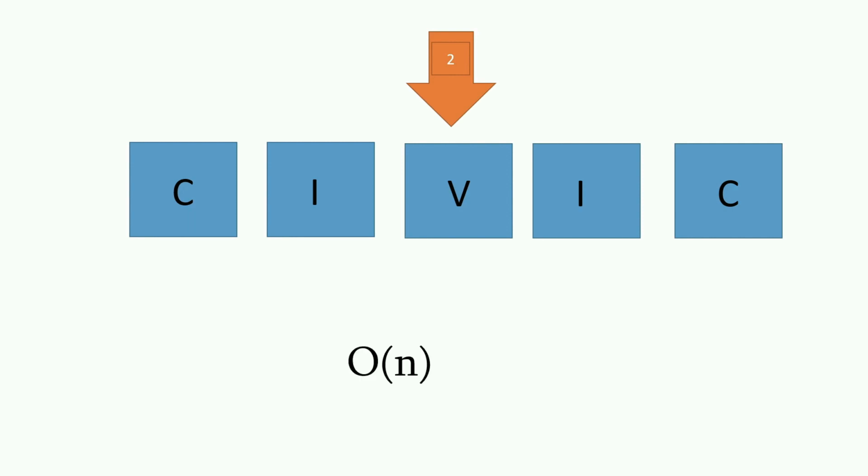Time complexity for this algorithm is O of n, because it depends on the number of characters. If our word has more characters, there will be more comparisons done, and if there are fewer characters, there will be fewer comparisons performed.